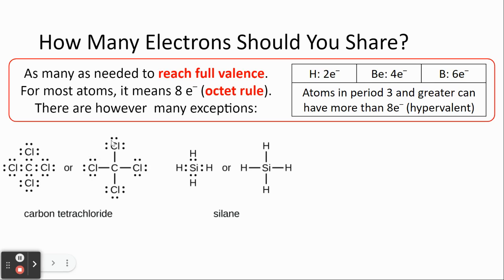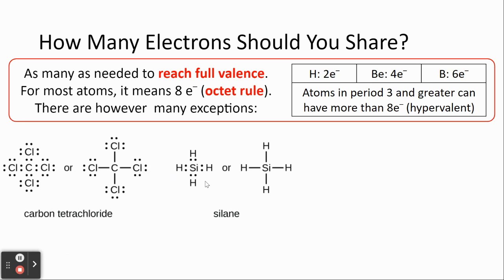This chlorine has 2, 4, 6, 8 electrons. This one has 2, 4, 6, 8. And this one has 2, 4, 6, 8. And if we were to look at carbon, it also has 2, 4, 6, 8. So this Lewis structure shows all 32 valence electrons arranged in such a way that all of the atoms in that structure have fulfilled their octet.